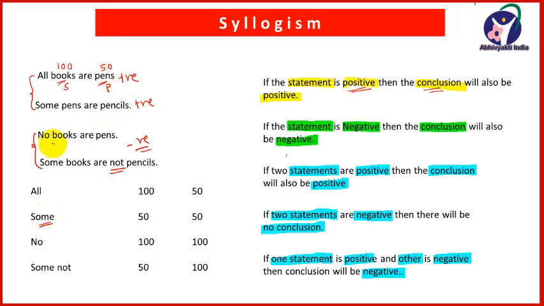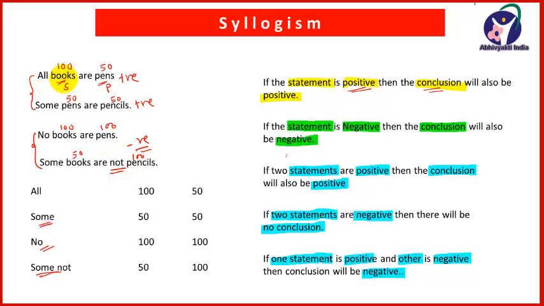If it is beginning with some pens are pencils, then here we give pens as a subject 50 number and pencils as 50 numbers. If it is beginning with no, then both subject and predicate will be given 100 as the numbers. And if it is beginning with some not, a negative statement, some books are not pencils, then we give the subject as 50 numbers and the predicate as 100 numbers.